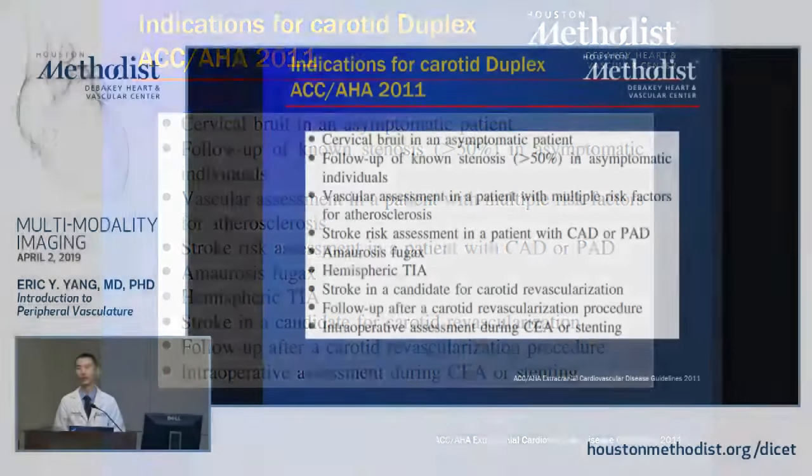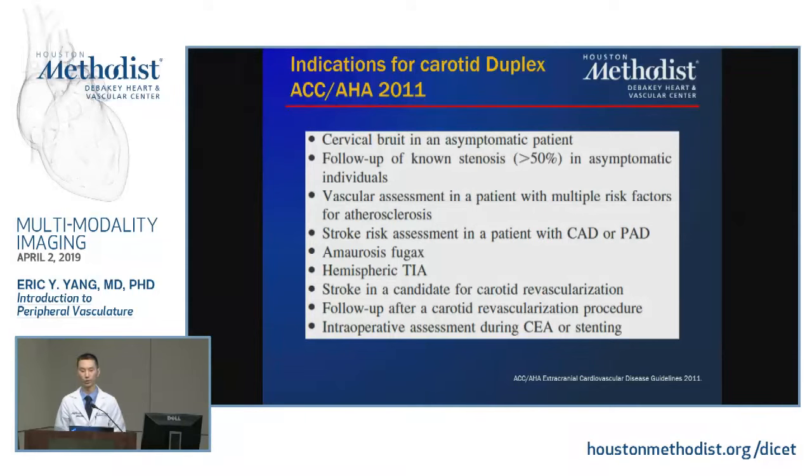In terms of indications for carotid duplex, if there's something present on physical exam or there's known flow-limiting stenoses that are already present, this is a reasonable indication to go ahead and perform a vascular ultrasound. Of course, what we may not be aware of is that patients with multiple cardiovascular risk factors, those we consider at higher risk, are actually reasonable candidates for vascular ultrasound as well. And also for stroke risk assessment.